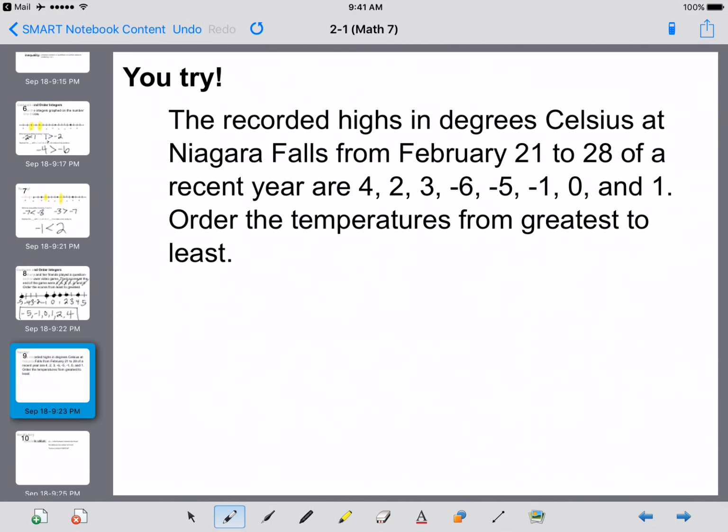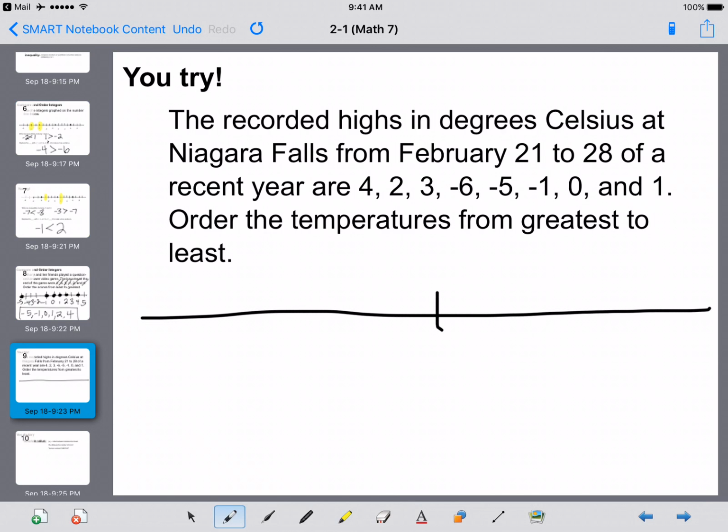So I want you to try this one on your own, pausing and being very, very careful to read the instructions. So we want to order the record highs in degrees Celsius at Niagara Falls from February 21st to 28th, of a recent year. They are 4, 2, 3, -6, -5, -1, 0, and 1. So order the temperatures from greatest to least.